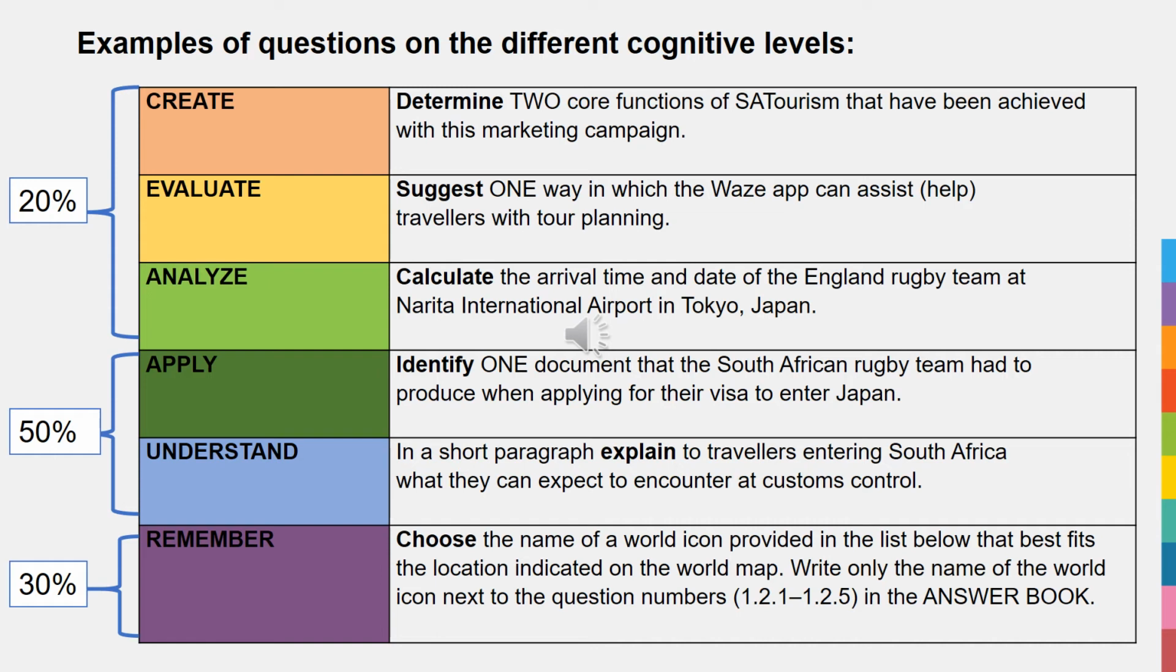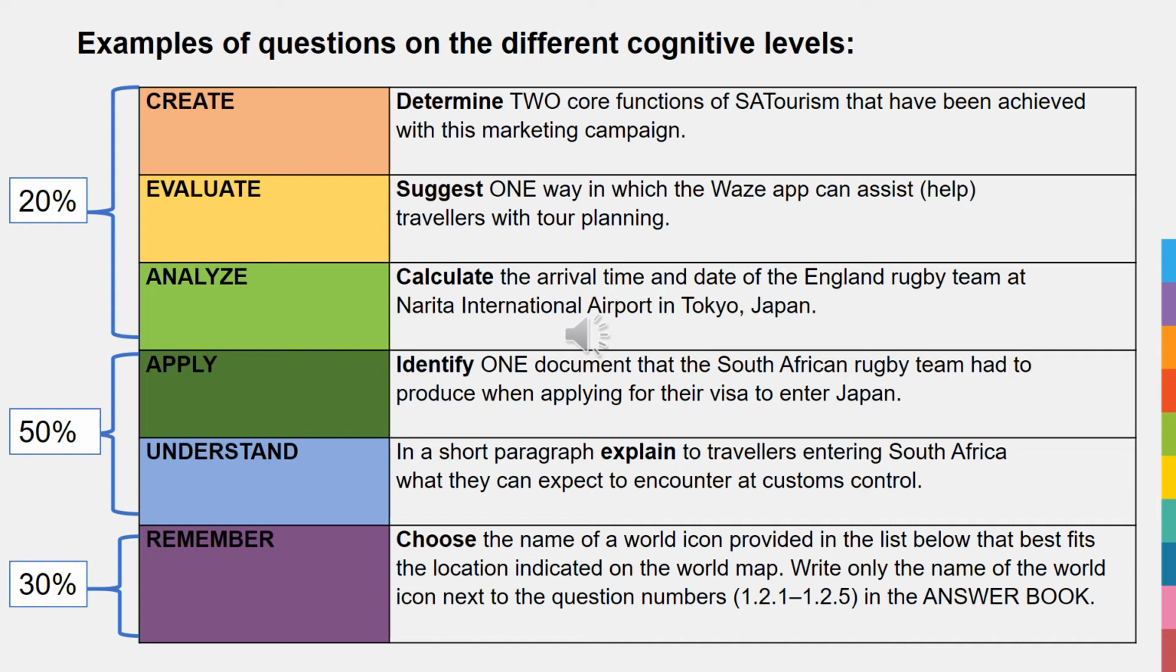Understand: explain to travelers entering South Africa what they can expect to encounter at customs control. Now this is a little bit more. They have to know that if you enter the country there's customs control. But now you're asking them, okay, there's customs, but what do people do when they get to customs? They have to know that their visas will be checked, that certain questions will be asked, their passports will be stamped. They have to declare if they've got any restricted goods, or if they're bringing in more than the allowed duty-free goods. So it's more than just tell me what is customs control.